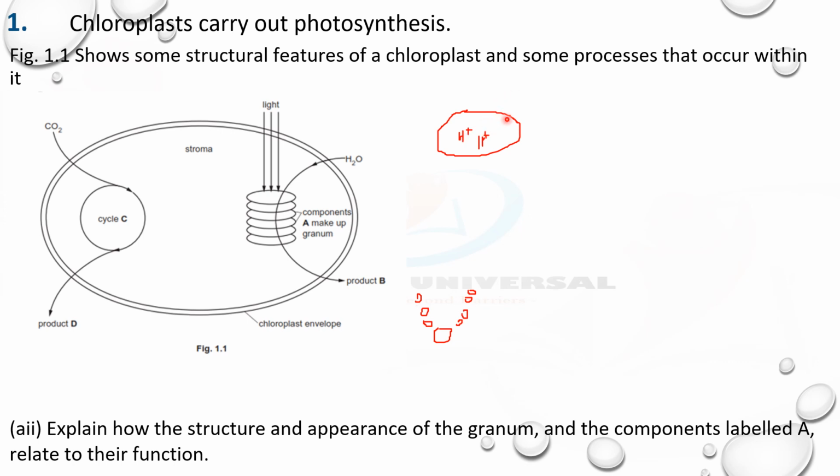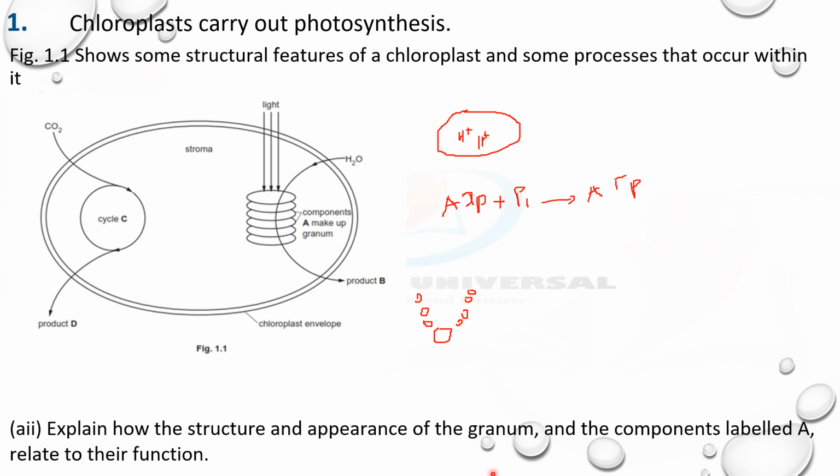They move out through ATP synthase, which combines ADP and inorganic phosphate to form what we call ATP. So all of these help in the function of grana, right? So let's not waste much time. That gives us ATP. That's ATP here.